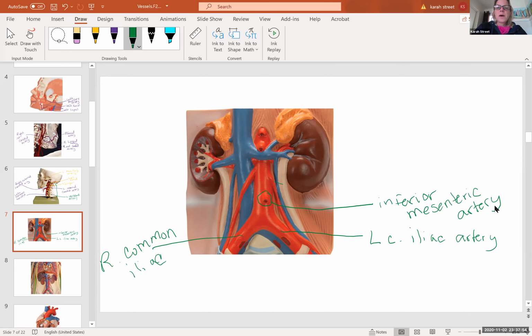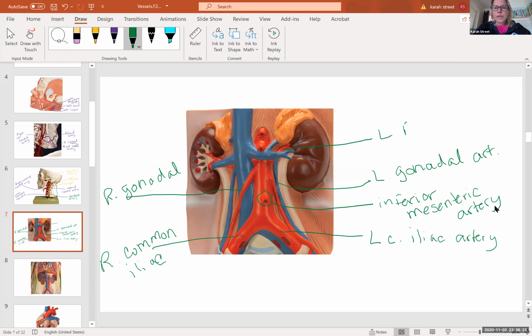And then just above it, we see the left gonadal artery. And here would be the right gonadal. I'm not going to keep writing artery because we're doing arteries today. I think that's just silly and taking up time. Here we're seeing the left renal artery. And over here, we're seeing the right renal artery.